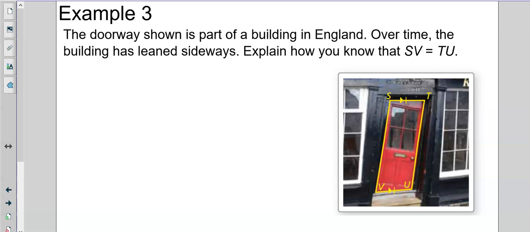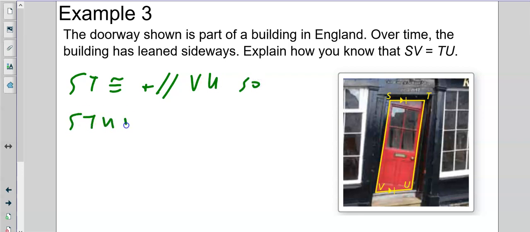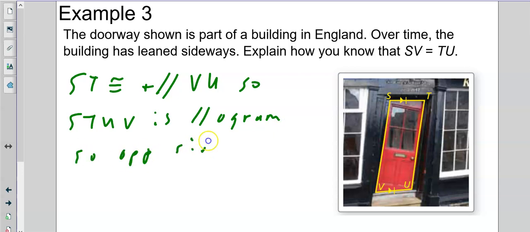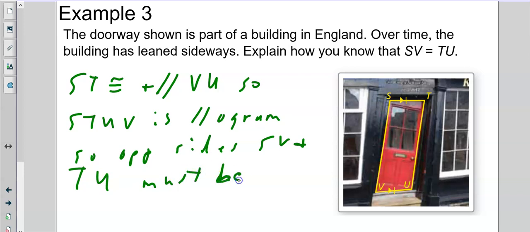Well, ST is congruent and parallel to VU. So, STUV is a parallelogram. So, opposite sides, SV and TU, must be congruent. All right? Remember, anytime you need to, hit pause.